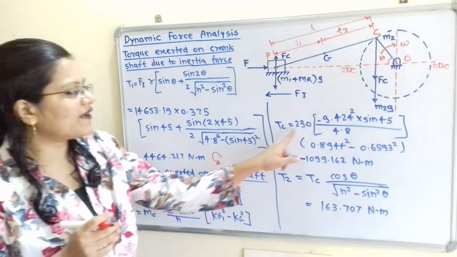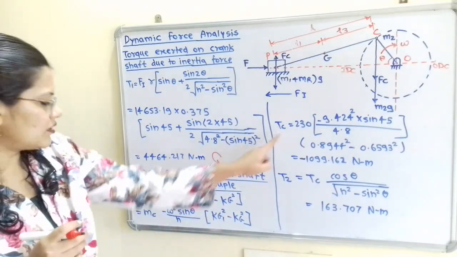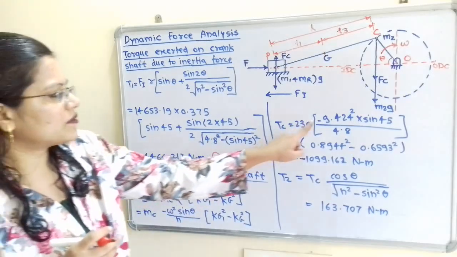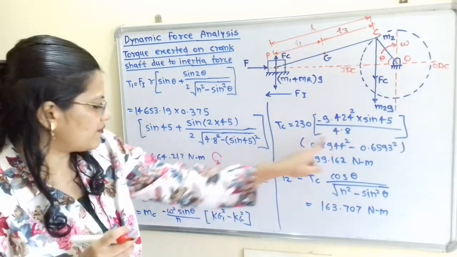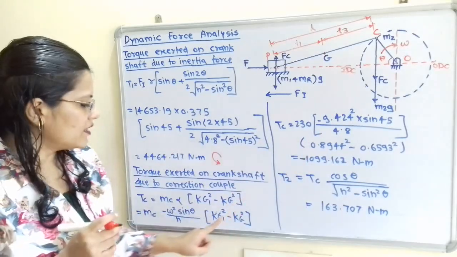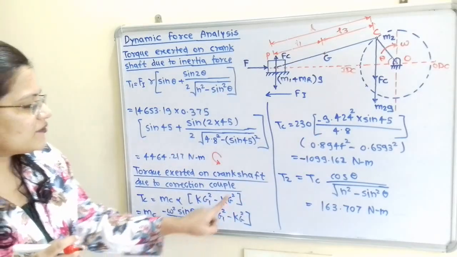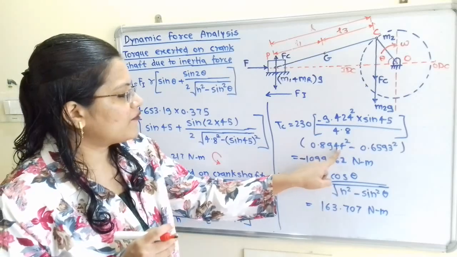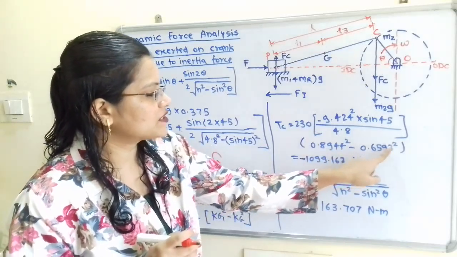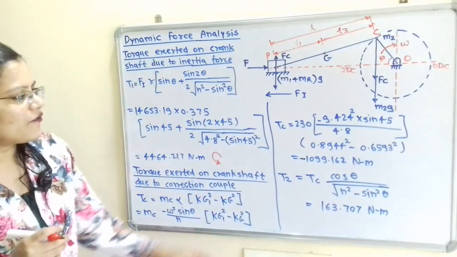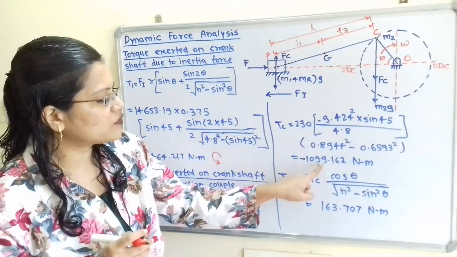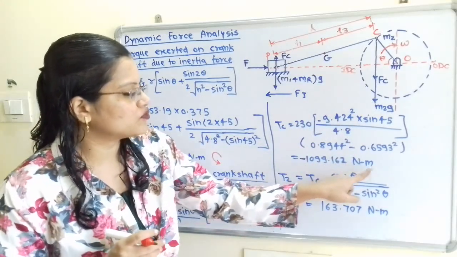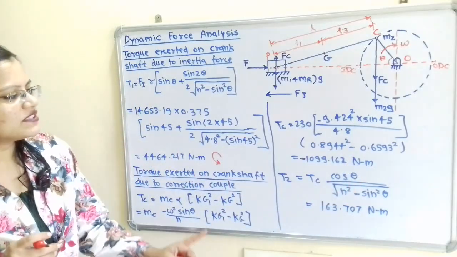So when we put the value, that is mc 230 into minus omega square, 9.424 square, into sin of 45 divided by n 4.8, in bracket kg1, that is 0.8944 square minus 0.6593 square. Now when we solve this, then we will get the answer minus 1099.162 Newton meter.